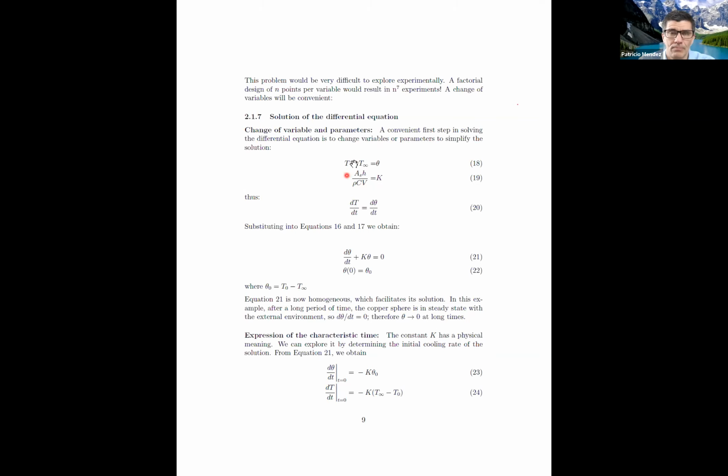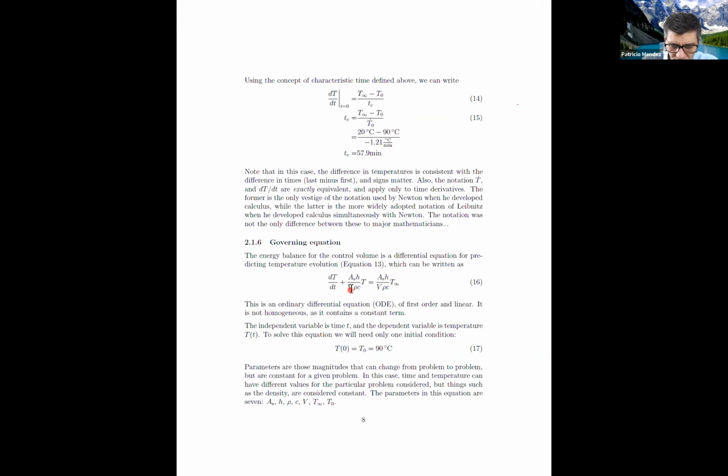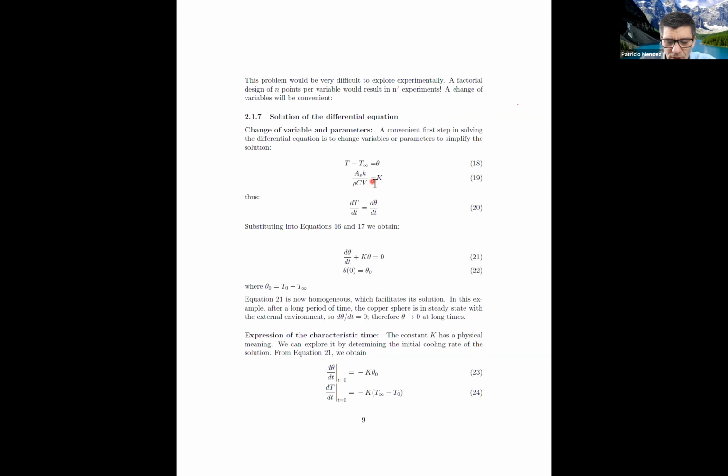So the first thing we do is a change of variable. T minus T infinity, we're going to call it theta. And this group that appears here, right? You see the A_s h over V rho C appears twice. I'm going to call it K, whatever it is, K. And so if we substitute these two changes, this is a change of variables and this is a renaming of the parameters, putting them all together, we end up with this equation here, equation 21, which is exactly the same as before. No simplification, exactly the same thing, but it looks a lot simpler.